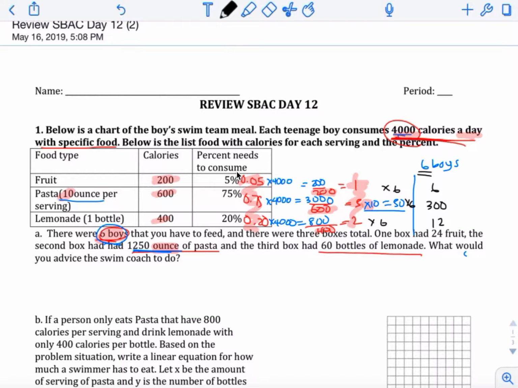Graph, you need to find the x-intercept. The x represents the amount of servings of pasta. Pasta servings, number of pasta servings, and the other one is bottles of lemonade, number of bottles of lemonade.